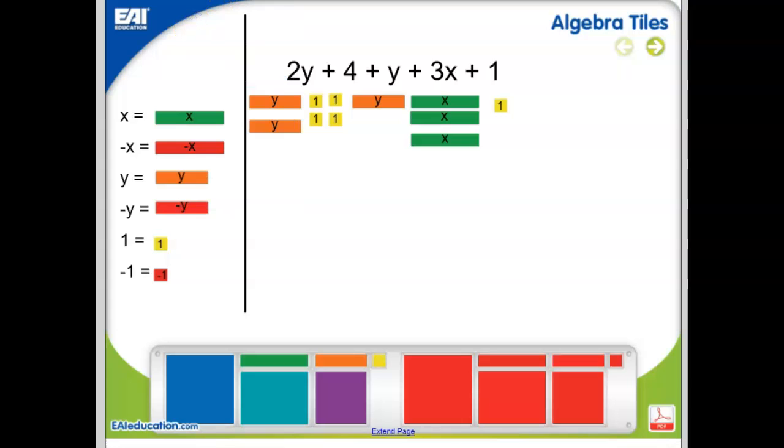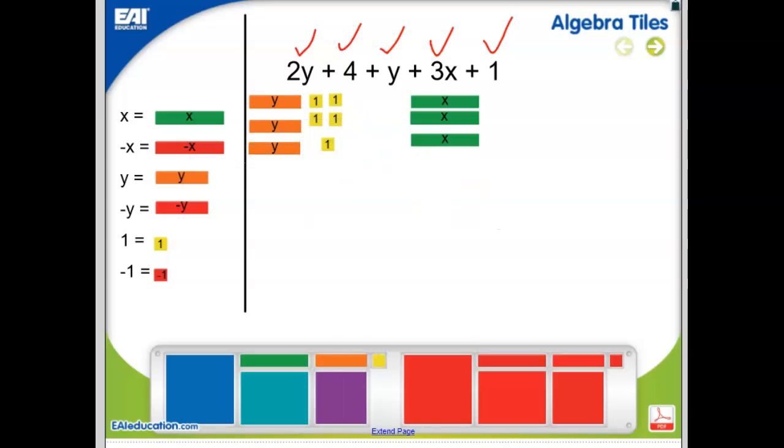But when I look at this expression, I notice that there's 1, 2, 3, 4, 5 terms, and I want to simplify it. I want to make it look easier to read. So here's what I'm going to do. I'm going to combine my like terms. So those bars that are the same, the ones that have the same variable, those are my like terms. My constants are also like terms, so I'm going to bring those together.